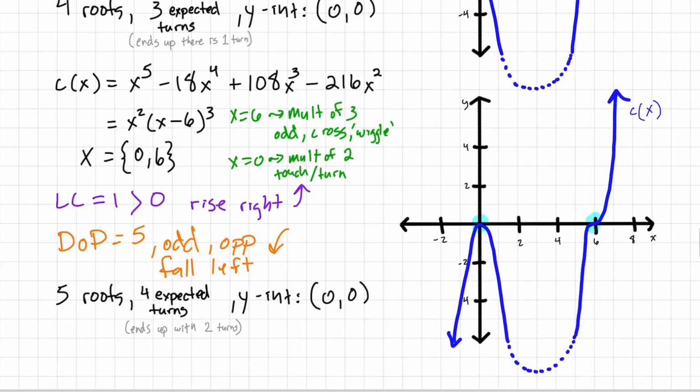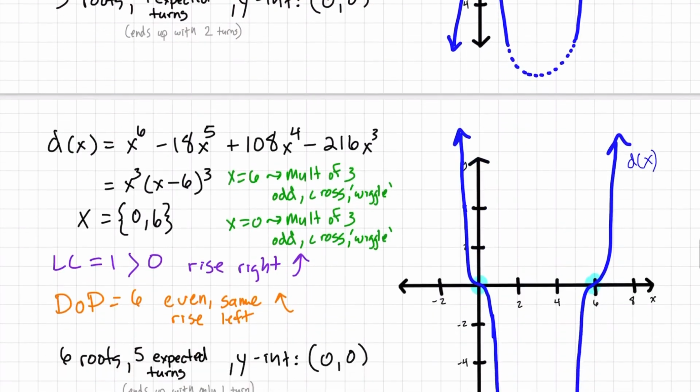All right, all I've done again is multiply by another x. So now it is this 5th power, and I could factor out an x squared and then be left with that same x minus 6 cubed. So again, I have my cubed and it has that wiggle. But this time my x squared, it is a multiplicity of 2. So it's going to touch and turn at 0. And it rises to the right and falls to the left. So it starts low, comes up, touches and turns, goes way down there, it'll turn around, and then does its wiggle through 6.